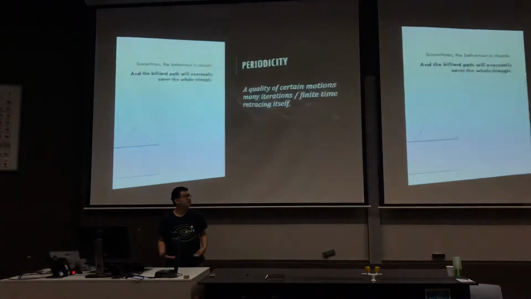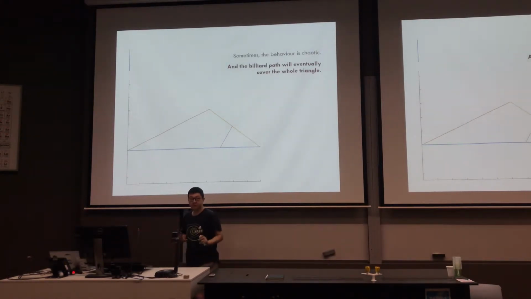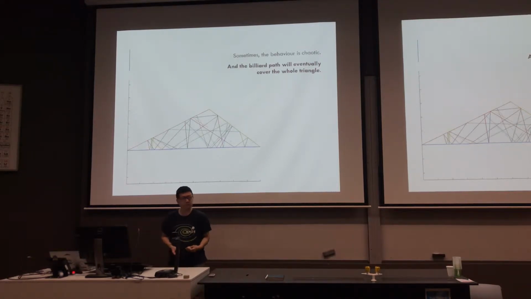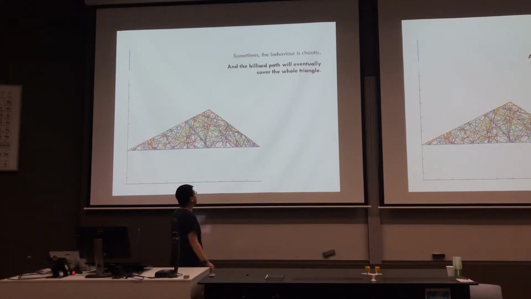However, some other times, you get a thing that's ergodic or chaotic, as in the billiard path will never repeat itself, and eventually, any point you pick inside the triangle, it will get arbitrarily close. That's what we call covering the whole triangle. This is the first few thousand iterations I plotted for one of the chaotic billiards. And it never repeats itself. It just goes on and on.